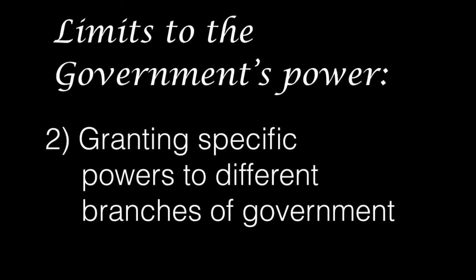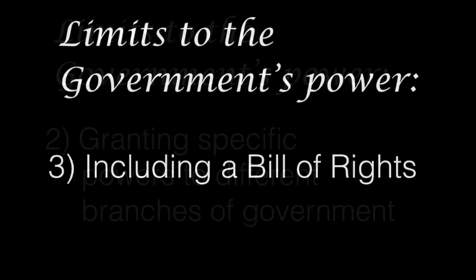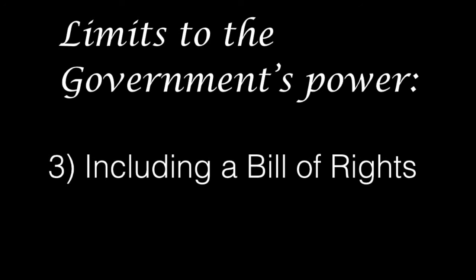If, for example, I give Congress the power to declare war, which Congress has the power to do, then by extension, I am also saying that the president does not have the power to declare war. So by granting specific powers to specific branches of government, I'm also by extension saying that the other branches don't also have that same power. So that's the second way, again, that the Constitution limits the power of government.